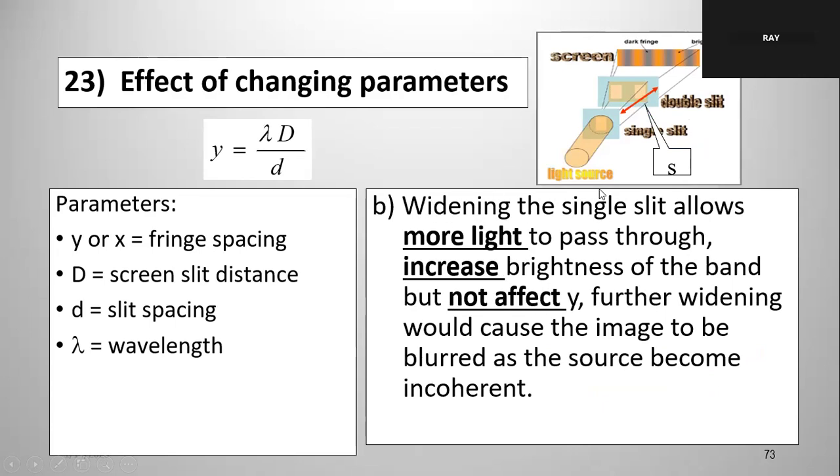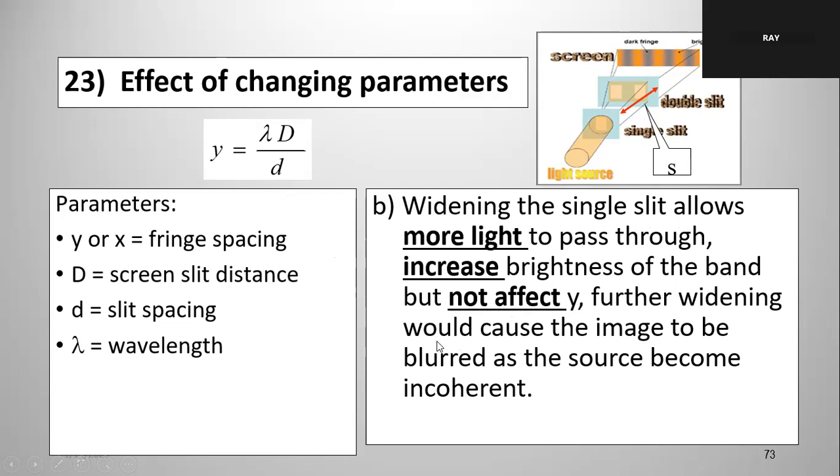Widening the single slit. You widen it. You allow more light to pass through. Increasing the brightness of the bright band. Y is not affected. Why? Right? It's not in the formula. The widening allows more energy of light to pass through.